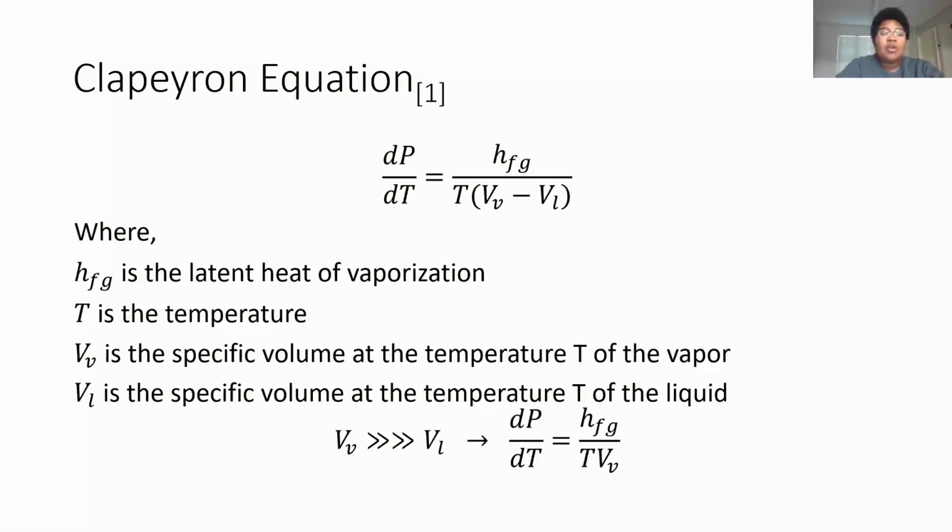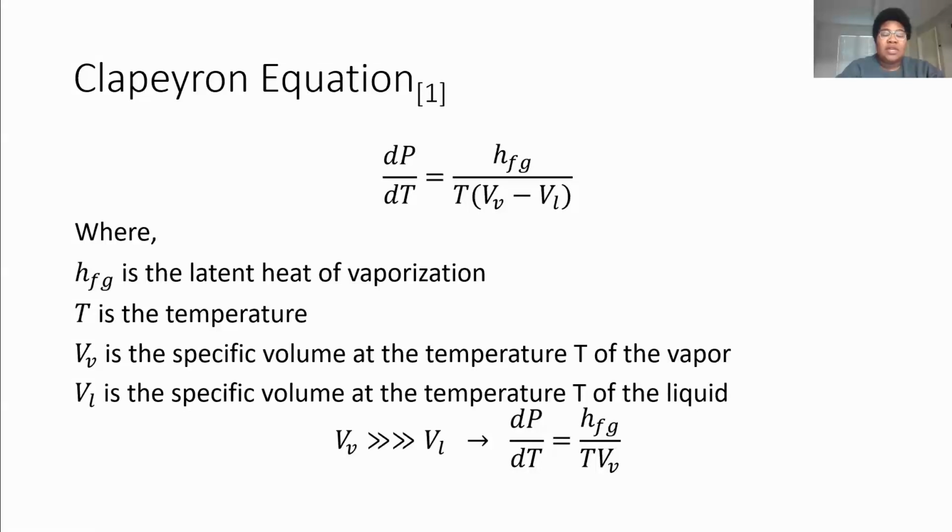So here's the Clapeyron equation. It's the derivative of pressure over the derivative of temperature, which equals the latent heat of vaporization over temperature times the volume of the vapor minus the volume of the liquid. More generally, the Clapeyron equation relates pressure and temperature for conditions of equilibrium between two phases, as we see here with the vapor and liquid.